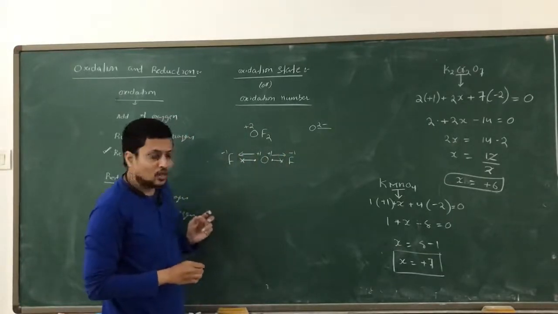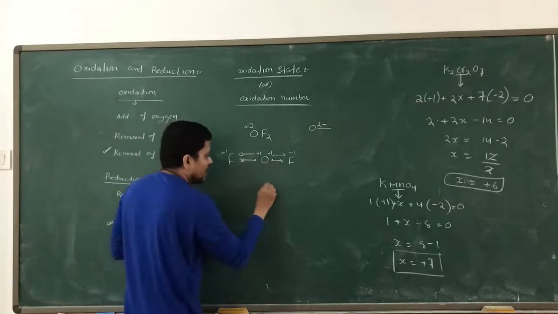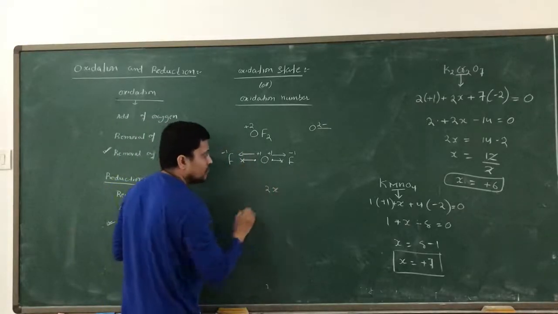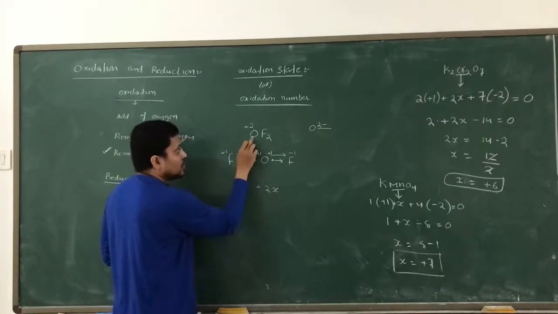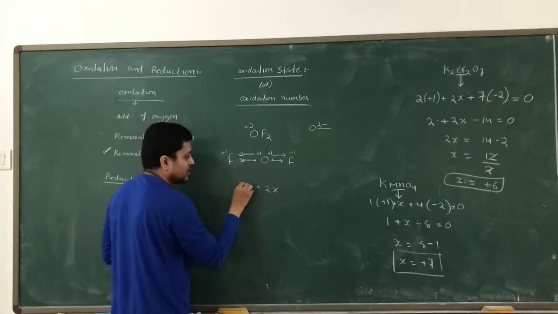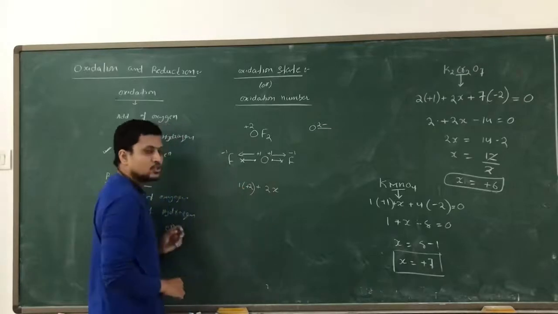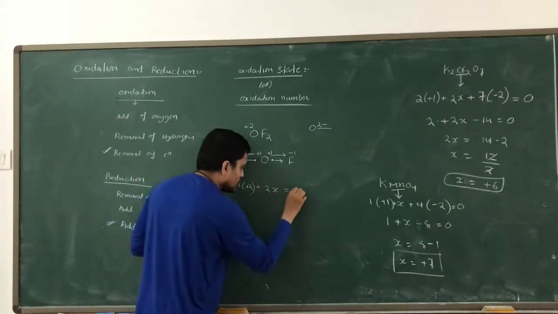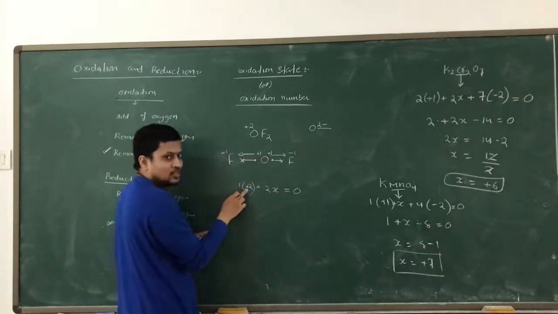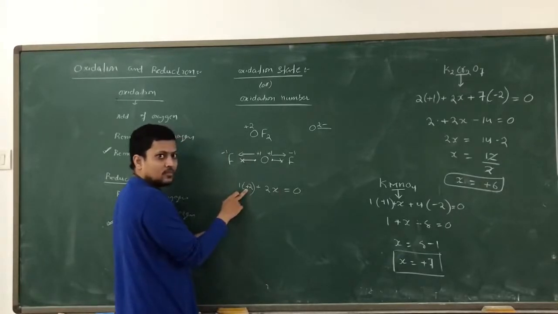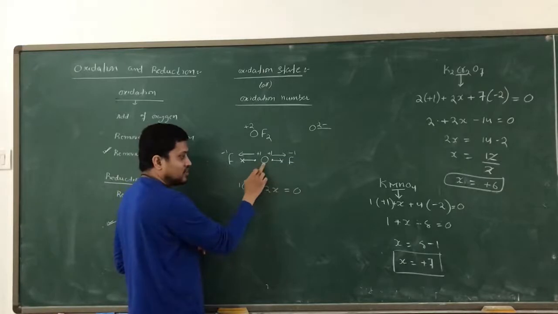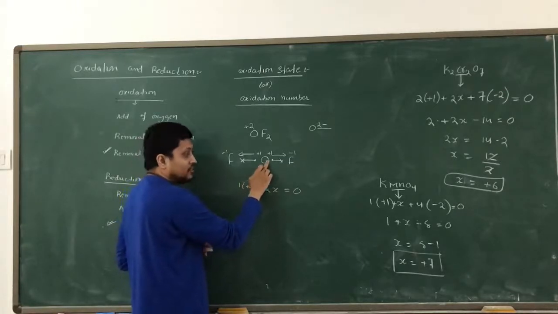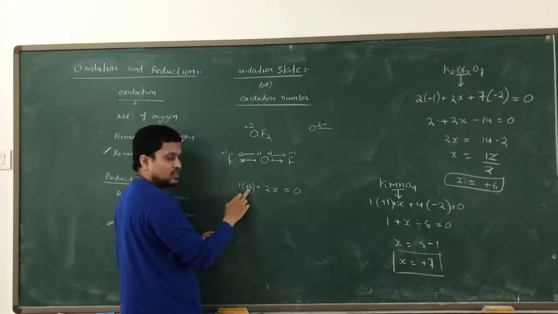And fluorine takes one electron, so it becomes -1. So if I go for that method, I have 2x fluorine, and 1 oxygen, which is +2, equal to 0. If you take -2, you are going to get the wrong answer. Because I know fluorine has higher electronegativity than oxygen, and when it competes with fluorine, oxygen is going to be +2. So that is why I am taking +2 for oxygen here.